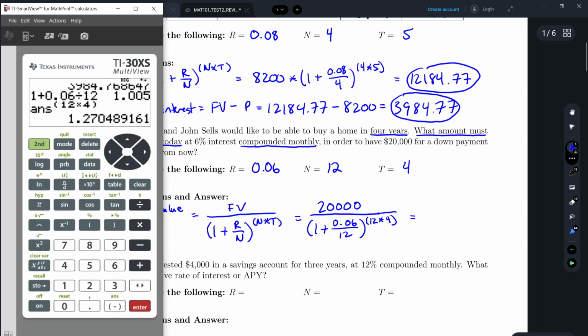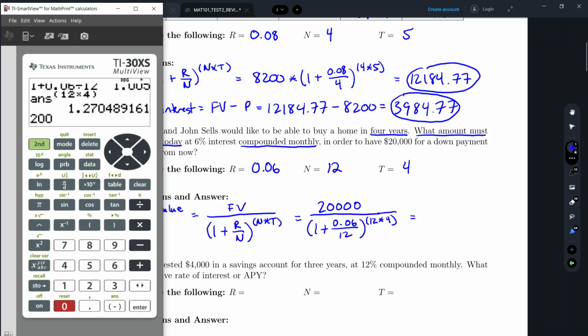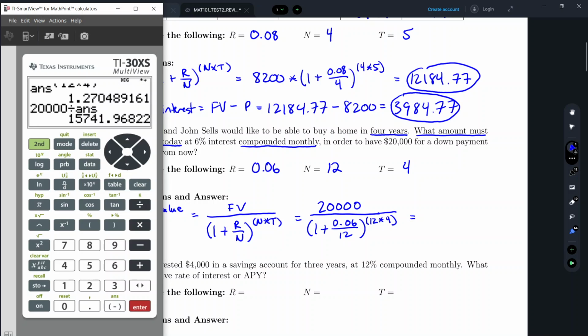So that's the denominator, and the numerator is 20,000. We want to divide it by our previous calculation, so we use the previous answer. You press second and then answer here. So it's 20,000 divided by the calculation from the previous step, and we get 15,741 and 97 cents.